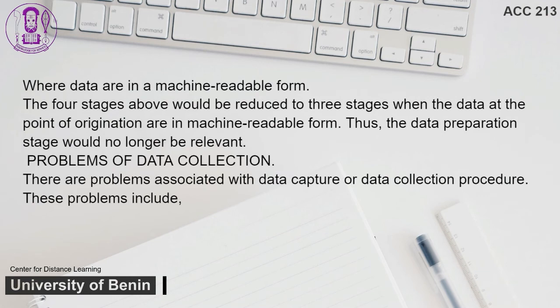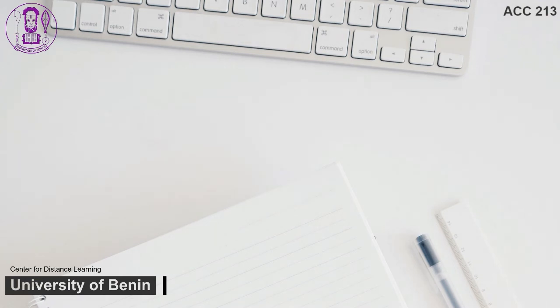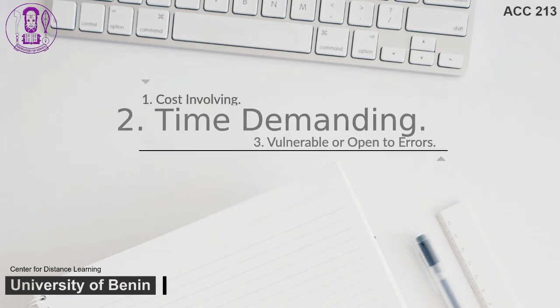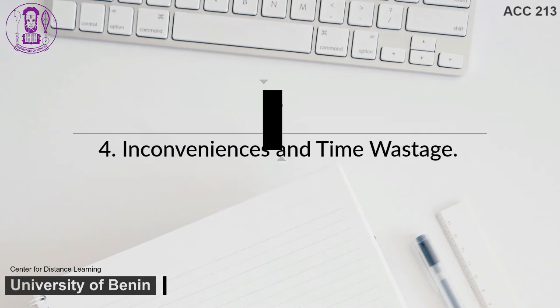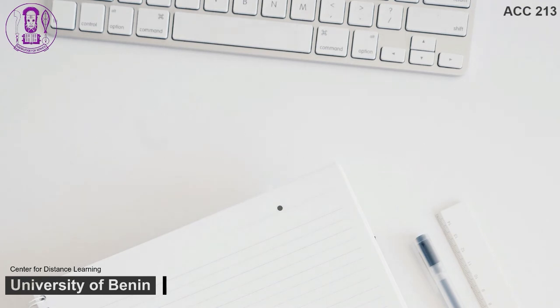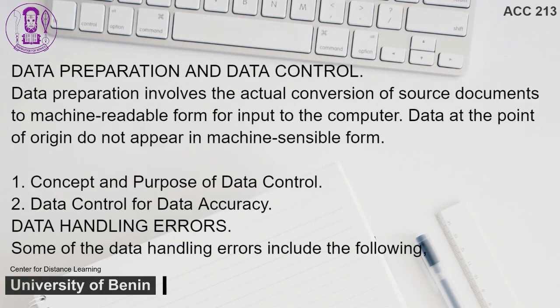Problems of data collection. There are problems associated with data capture or data collection procedure. These problems include 1. Cost involved. 2. Time demanding. 3. Vulnerable or open to errors. 4. Inconveniences and time wastage. Data preparation and data control. Data preparation involves the actual conversion of source documents to machine-readable form for input to the computer. Data at the point of origin do not appear in machine-sensible form.